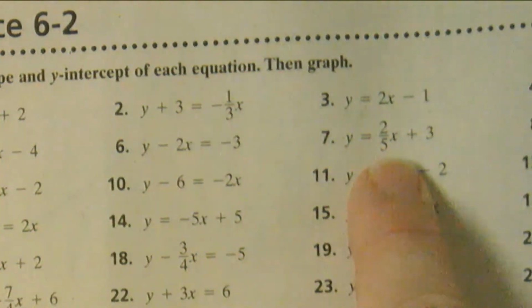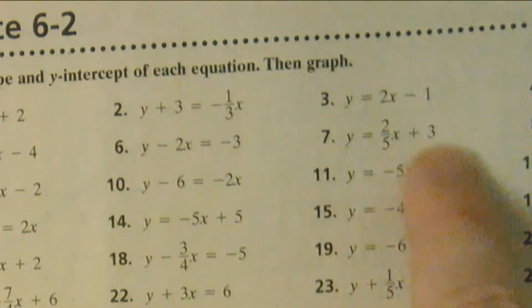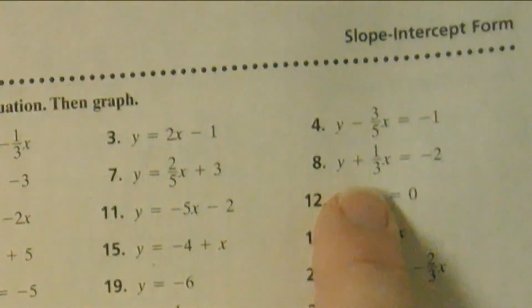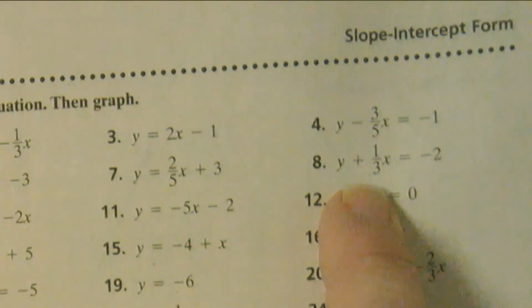Yeah, let me zoom in a little bit. What's my slope? What's my y-intercept? Excellent. Put it as a coordinate point, please. 0, 3. How about number 8? What's my slope? What's my y-intercept? Once you adjust it, what's my slope? What's my y-intercept? Blythe?